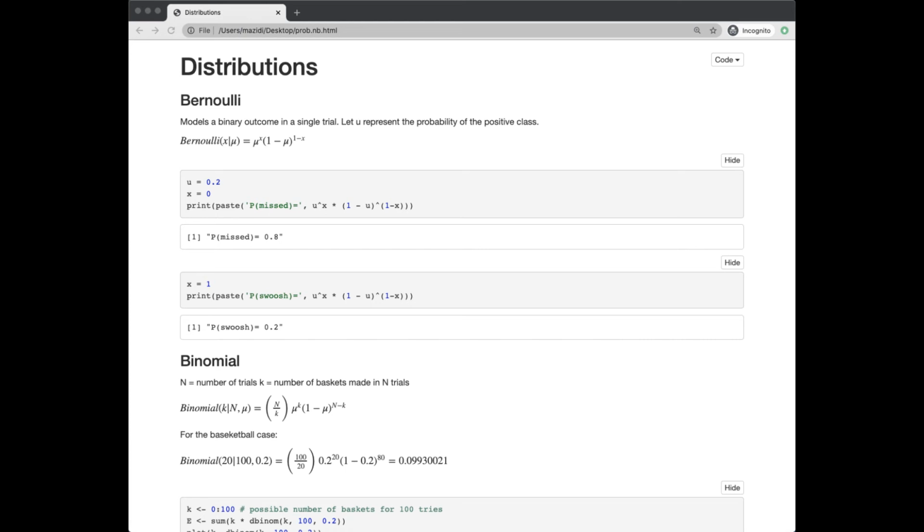Let mu represent the probability of the positive class. Let's say I'm terrible at shooting baskets, and mu is 0.2, the probability that I shoot and actually make the basket. Notice that one of these terms will disappear based on the binary choice of 0 or 1. So the probability that I miss, plugging in x equals 0, gives us an 80% chance, and the probability that I make it, where x equals 1, is a 20% chance.